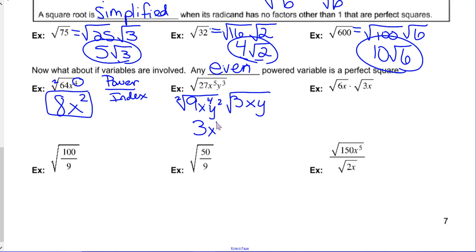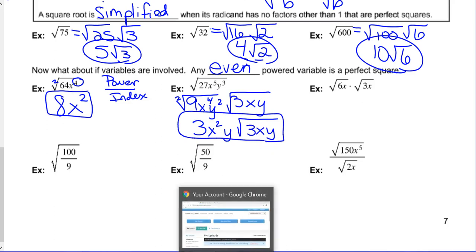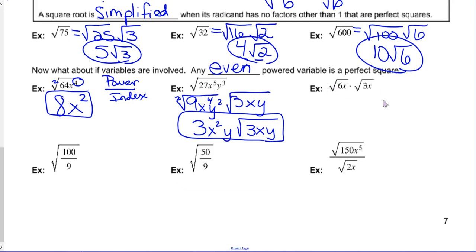So we would get x squared. y to the 2 divided by 2 gives me a 1. You don't have to write that, but I do need to rewrite my 3xy. And that's my final answer. Okay? Now, let's go backwards with our product rule and put this together and then find the square root.